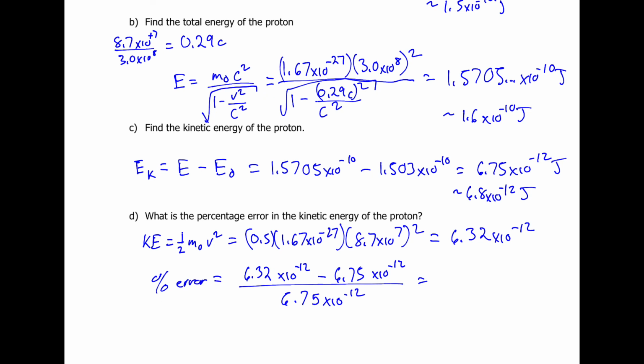6.32 minus 6.75, divided by 6.75. 0.064, I guess? So it's negative 6.4%. So, yeah, in most cases, we can pretty much get away with this, can't we? If we ignored all that relativity math, we'd be 6% off. Engineering would probably say, that's totally fine.